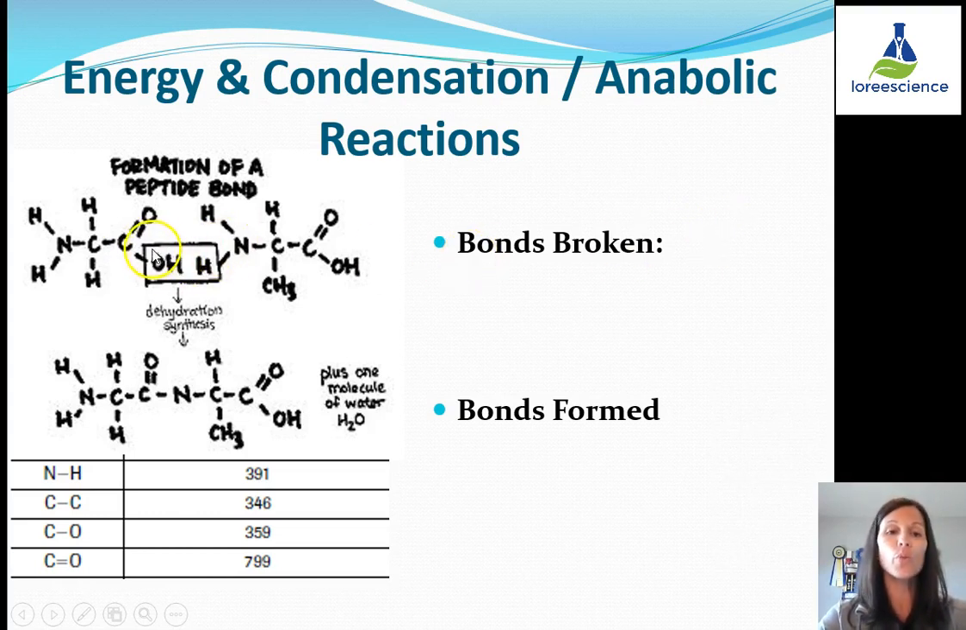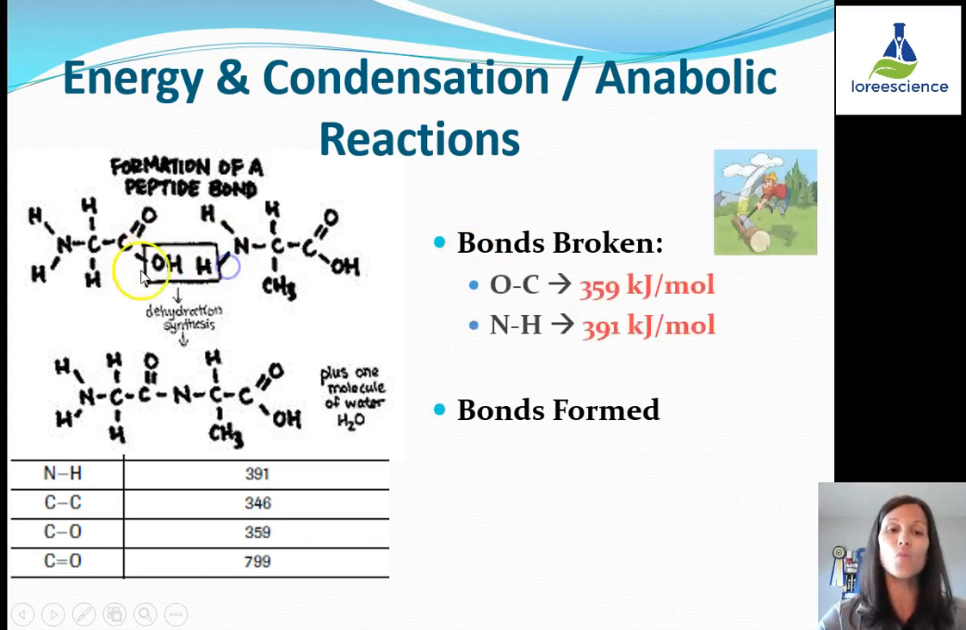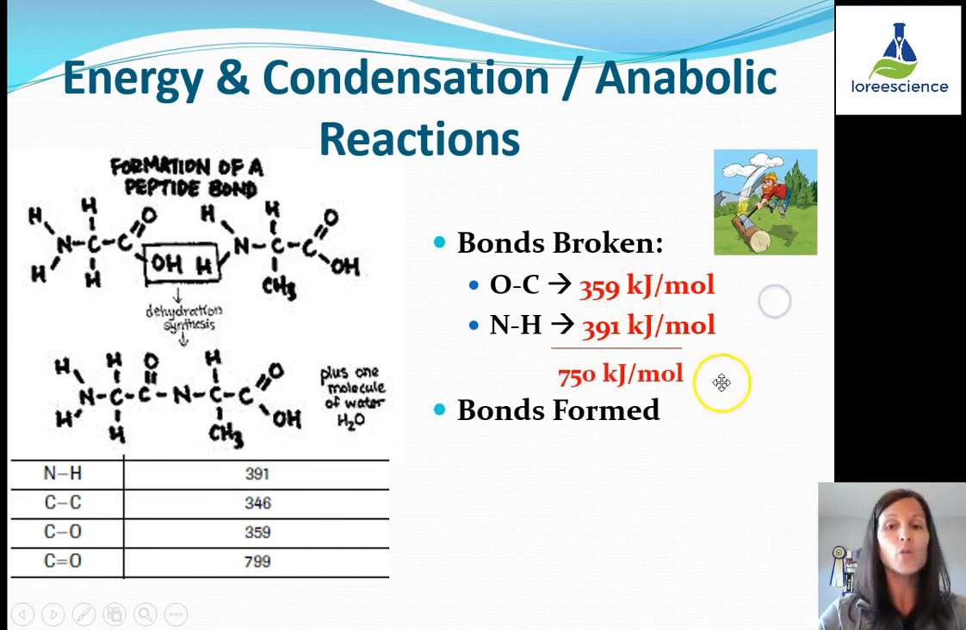So in order to release that hydroxyl and hydrogen, we need to break that carbon-oxygen bond and that nitrogen-hydrogen bond. So we refer to the chart and see the amount of energy needed to break those bonds. So a total of 750 kilojoules per mole of energy needs to be put in to break those two bonds.